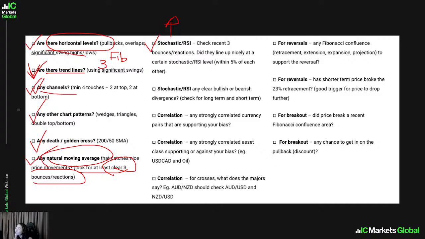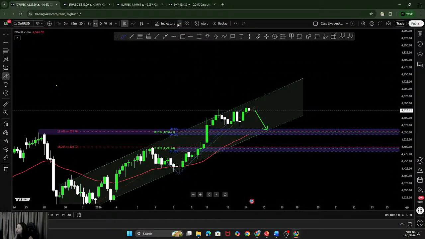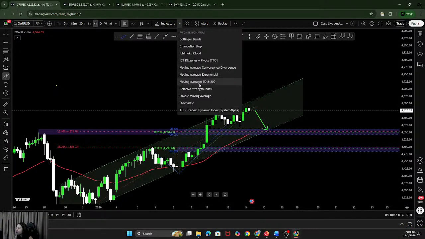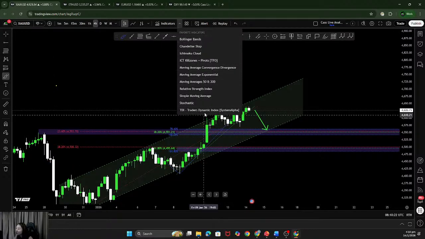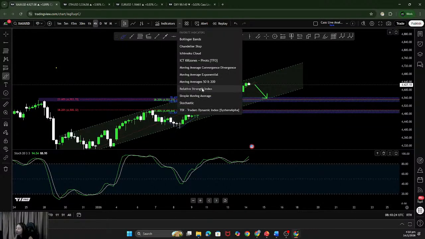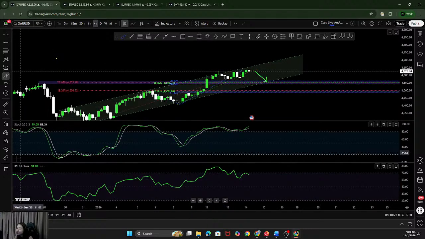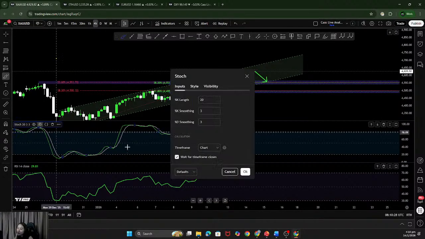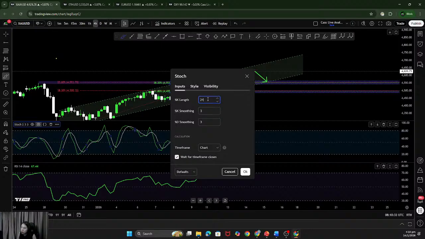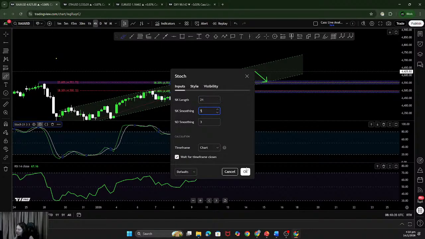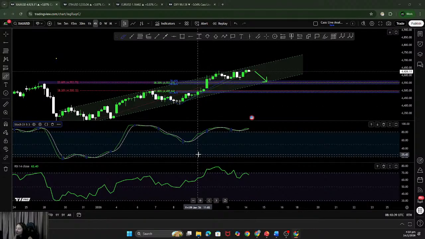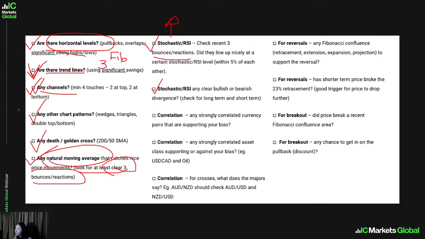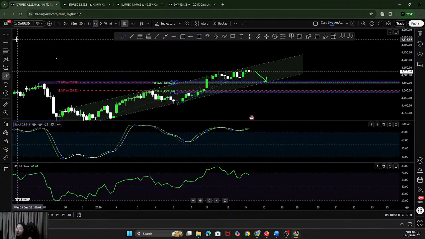Now let's pull out stochastics and RSI. For stochastics, the settings that I use are 21, 5, and 3. I find that this is a smoother setting. What am I looking for with stochastics? I'm looking for bounces and reactions. How do I look for bounce and reaction?